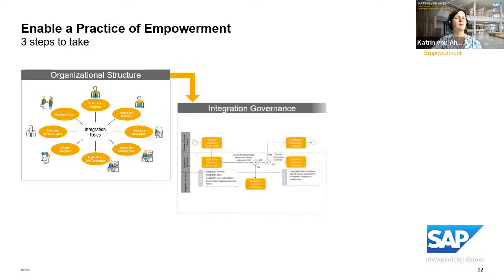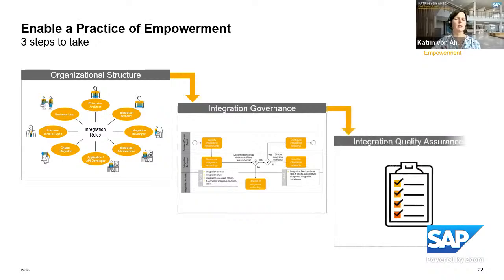The next step is to introduce integration governance. It's a very important aspect, right, which helps you to turn your defined integration strategy into reality. And the last one is integration quality assurance. So everybody has some kind of QA practice in place, but here we have some complementing aspects like an integration quality checklist, which may help you to improve the quality of your integrations moving forward.